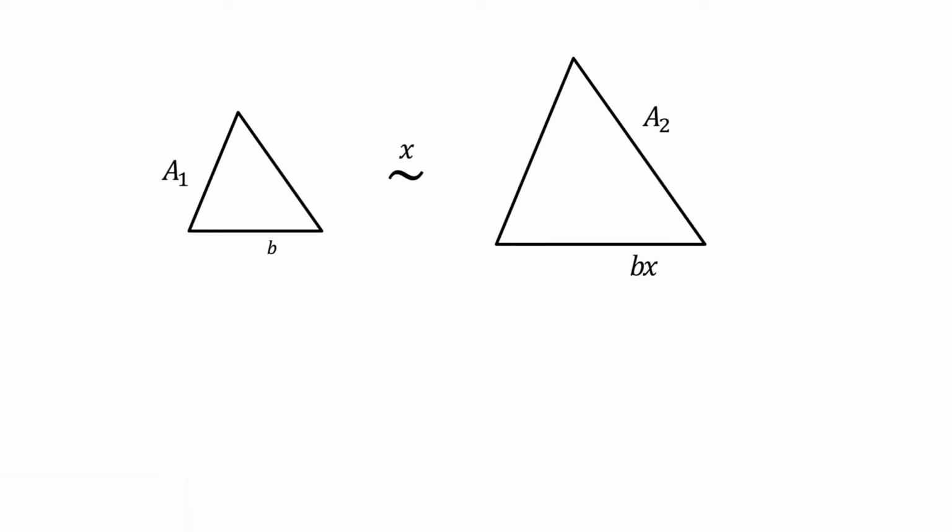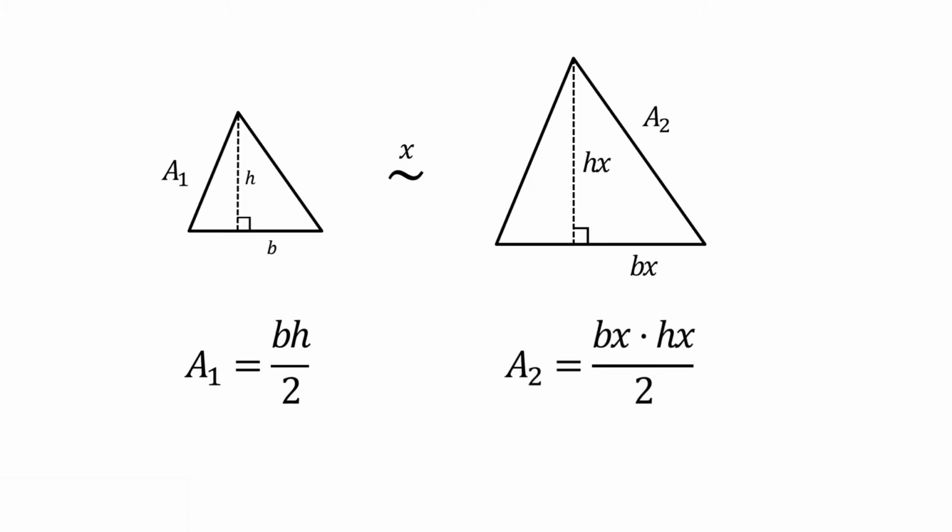If the 2 triangles are similar with their sides in a proportion equal to x, then the heights of the triangles will also be in a proportion that's equal to x. The first triangle has an area that's equal to its base times its height all over 2. The second triangle also has an area that's equal to its base times its height over 2. But this time the base and the height are both scaled by x. Therefore, these multiply together to be x squared.